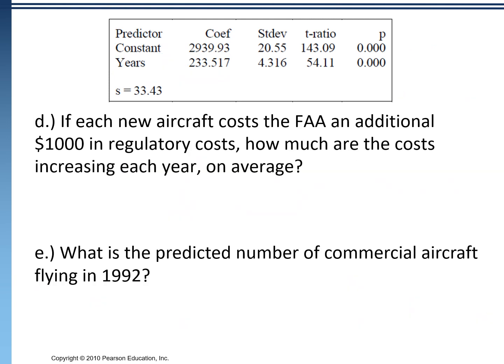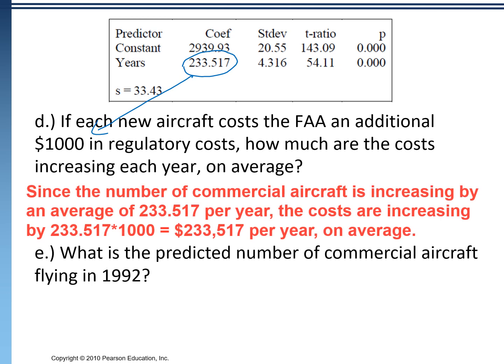Part D is really just an algebra question. It's saying if each new aircraft costs the FAA an additional $1,000 in regulatory costs, how much are the costs increasing each year on average? Well, if the number of aircraft each year is increasing by that amount, the costs would be increasing by that amount times 1,000, or $233,517 per year on average. Make sure you write all your answers in context.